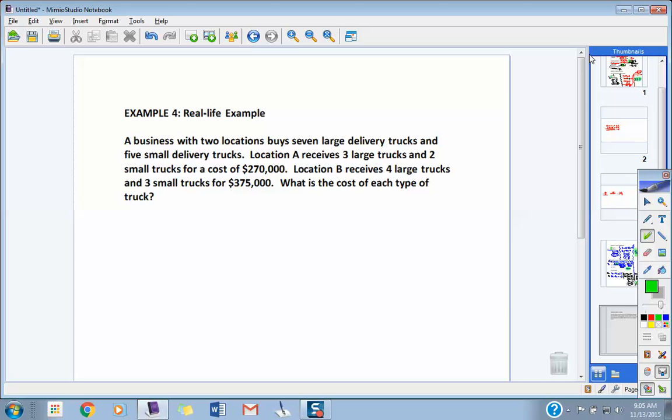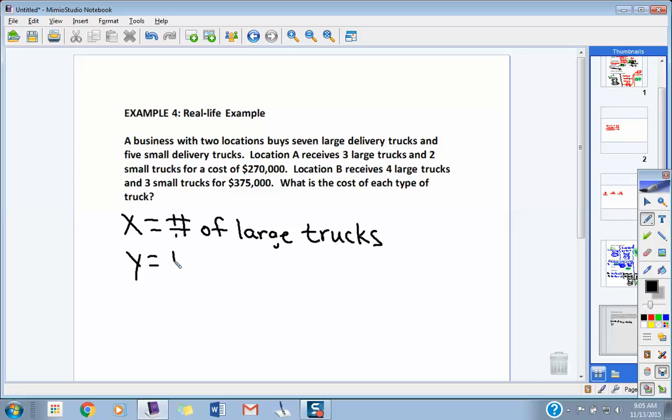Let x equal, oh boy, I do that all the time. Let x equal what? You want x to be the number of small trucks or the number of large trucks? Number of large trucks. Okay. Well, if you've assigned x to be the number of large trucks, what are you going to assign y to equal?